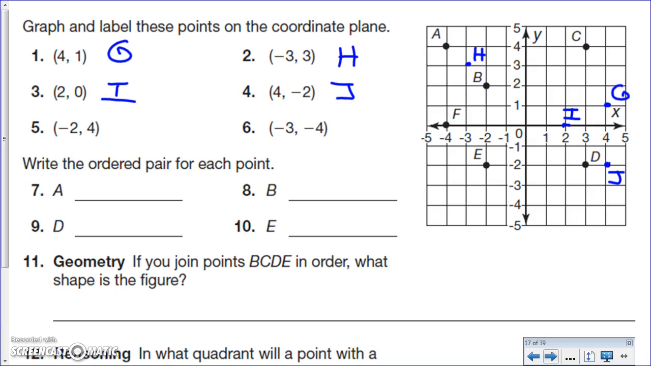For 5, we're going to go to -2 on the x-axis and then up to +4 and label that K. And finally, number 6, (-3, -4). So we're going to go over to -3 on the x-axis and down to -4 and label that L.